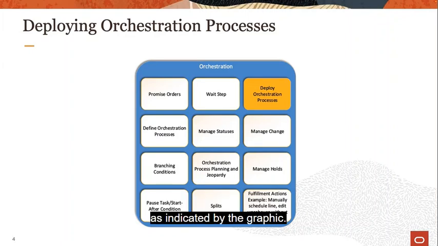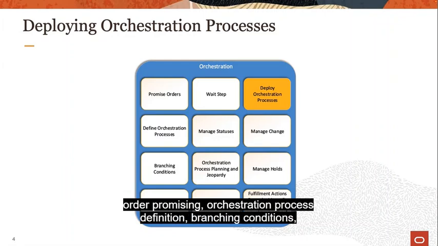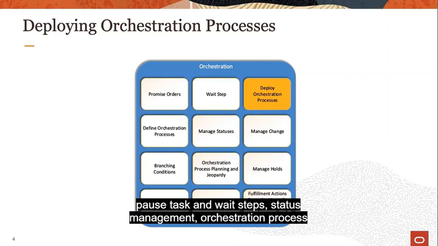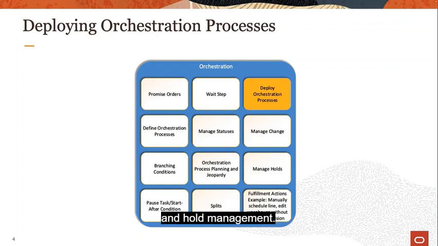As indicated by the graphic, orchestration also includes the following tasks: order promising, orchestration process definition, branching conditions, pause task and wait steps, status management, orchestration process planning and jeopardy, fulfillment line splits, change management, and hold management.